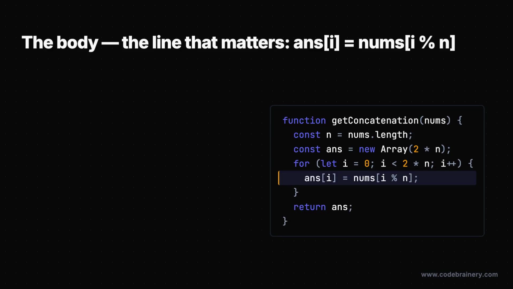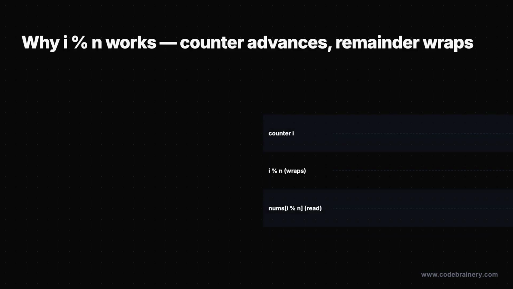Read that twice. The counter goes 0, 1, 2, 3, 4, 5, 6, 7. The remainder goes 0, 1, 2, 3, 0, 1, 2, 3. Same input slots, twice. Why the remainder works. 3 lanes. Top. The counter, running 0 to 2n-1. Middle. What the remainder operation returns. Bottom. The input cell we read. The counter advances. The remainder wraps. The same 4 input cells get read, in order, twice.